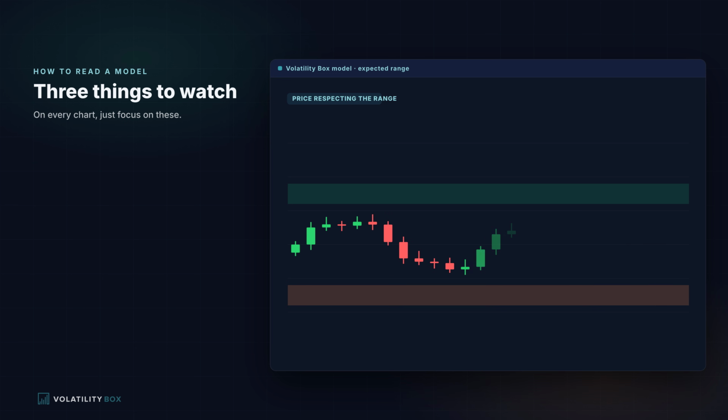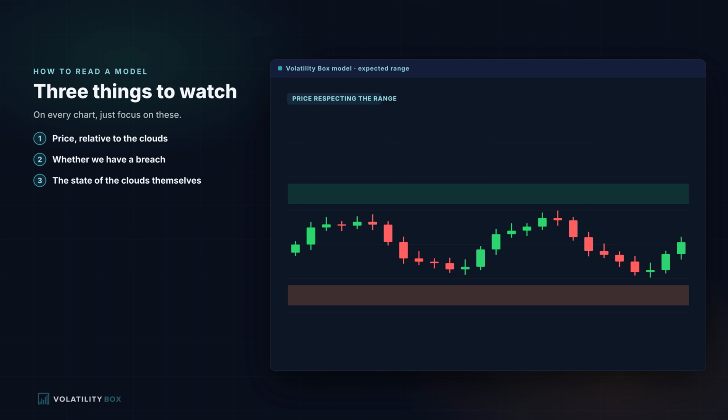And to keep this simple, initially, I want you to focus on just three things on every single chart. The first is where price is sitting relative to the clouds. The second is whether we have a volatility box breach. And finally, the third thing that I want you to pay attention to is the state of the clouds themselves. Now let's go through this one at a time.